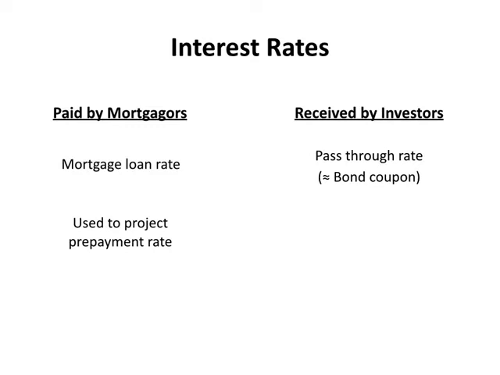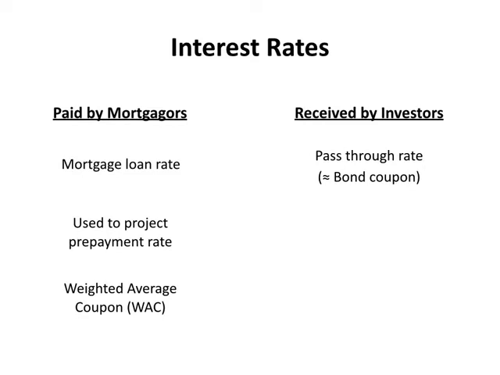Insight into the rates being paid on loans in the mortgage pool is given by the weighted average coupon, referred to as the WAC. As the acronym implies, that is the average interest rate on the loans in the pool, weighted by the size of the individual loans as a percent of the entire pool.